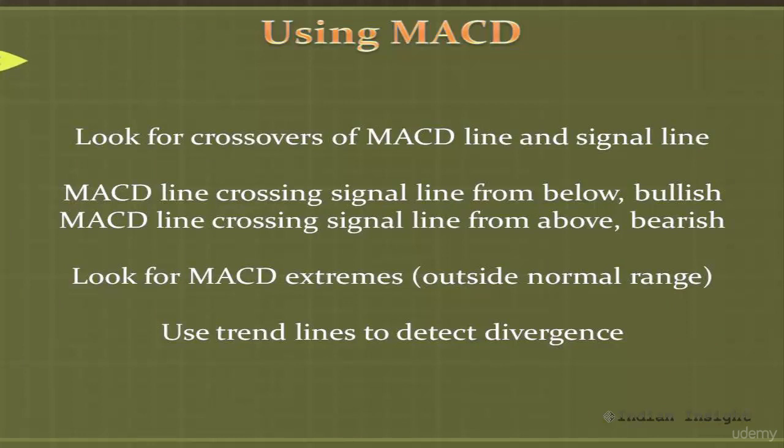When the MACD line crosses the signal line from below it, it is said to be a bullish crossover. Similarly, when the MACD line crosses the signal line from above, it is said to be a bearish crossover. But bullish crossovers are valid only when the MACD and signal line are in the negative territory. Similarly, bearish crossovers are valid only when the MACD and signal line are in the positive territory.